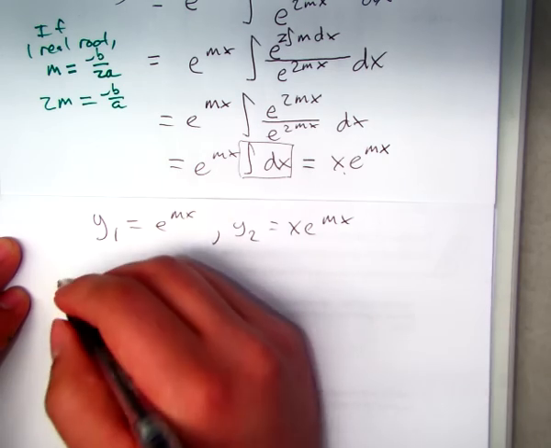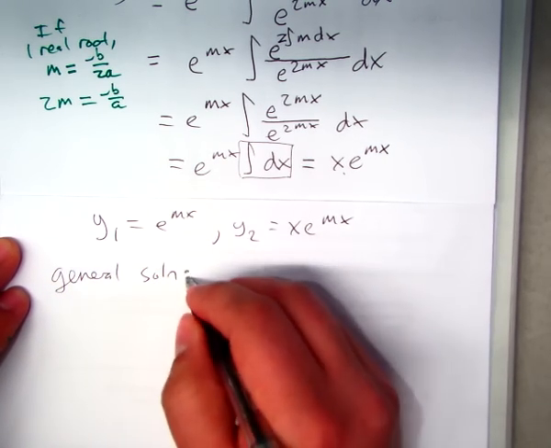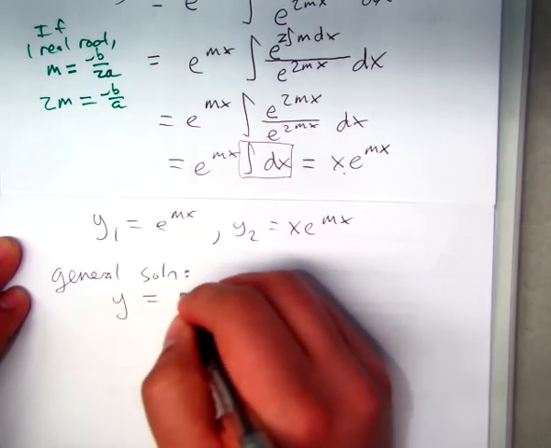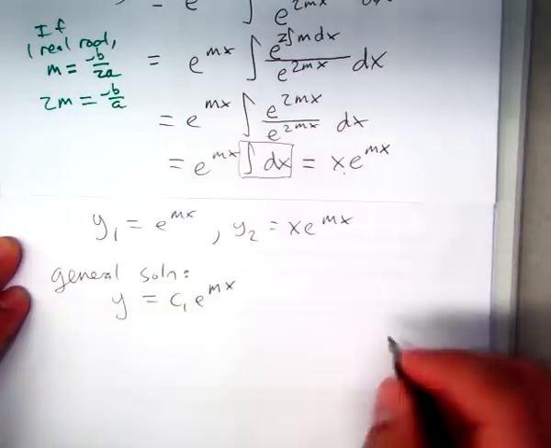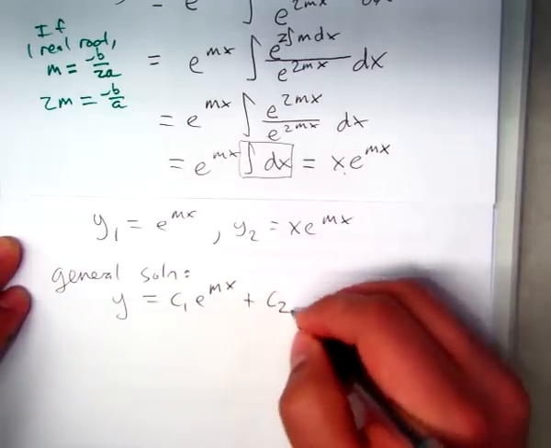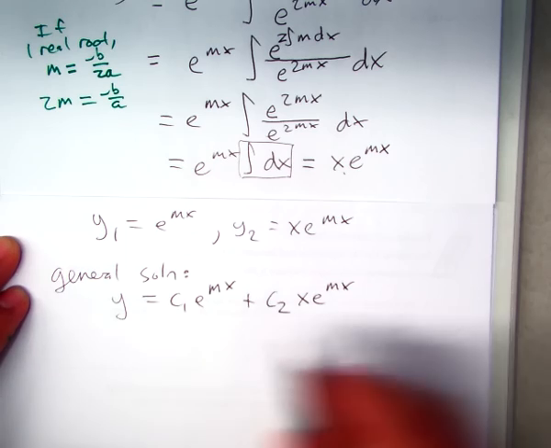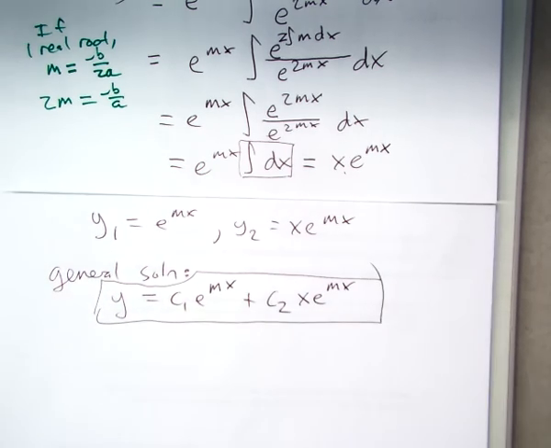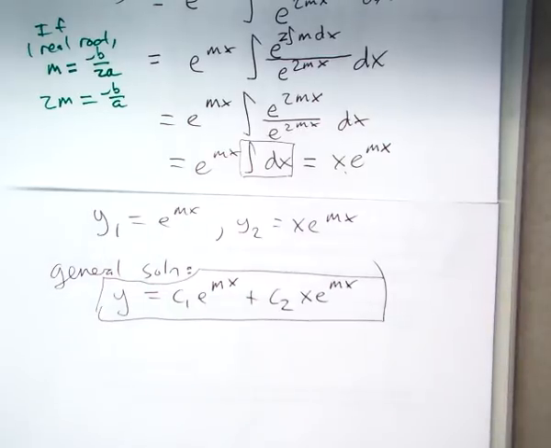So the general solution, when the characteristic equation has just one root, is going to be equal to c1 e to the root, whatever root we got, times x, plus c2, and then we just do x e to the mx. Okay. Questions on the first two cases?